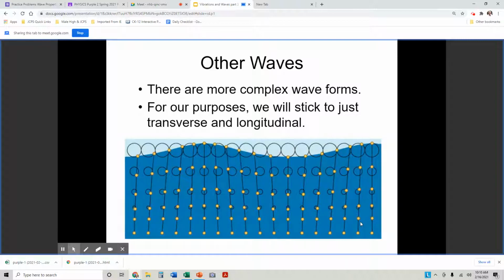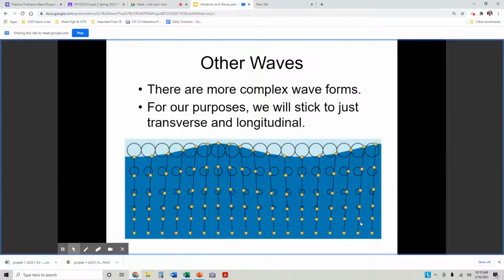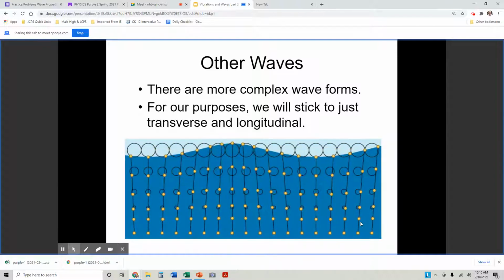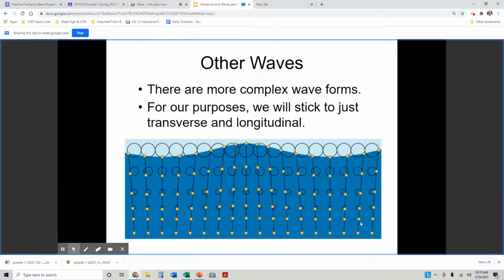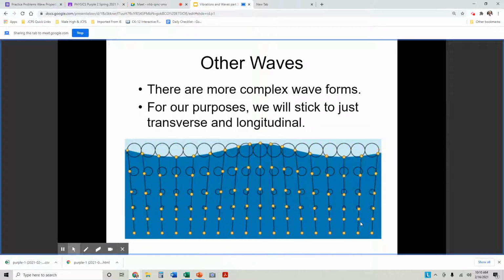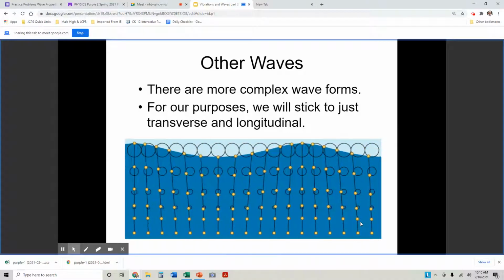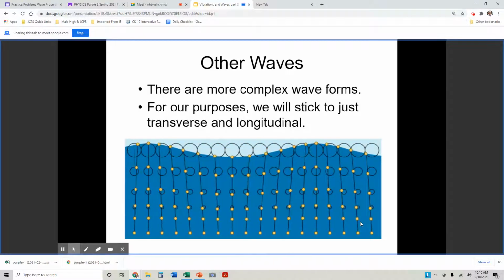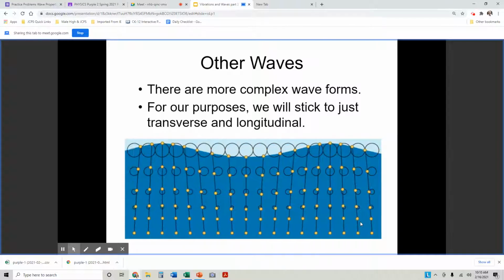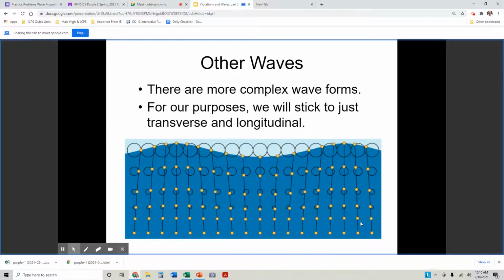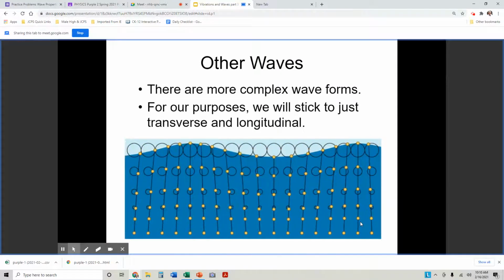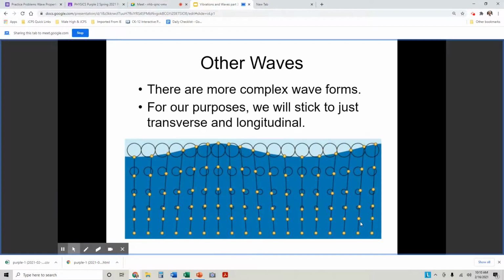If you ever took earth science, you might have learned about earthquake waves. There are longitudinal and transverse waves in earthquake waves, okay? But there's also a more complex surface wave. So particles can move in different patterns. The only two that we are going to be interested in for the purposes of this class are the transverse and longitudinal waves.